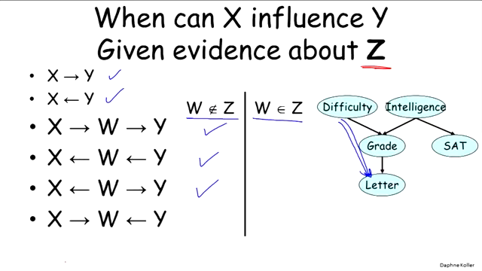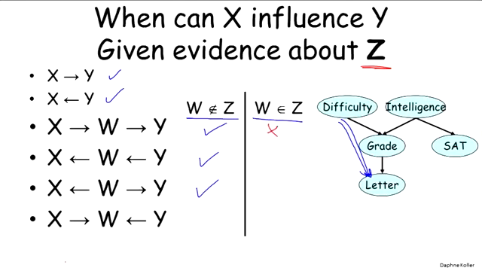Now I'm telling you that the class is really hard. Does that change the probability distribution in the letter? No, because we already know that the student got an A. The letter only depends on the grade. And so in this case, influence can't flow through grade if grade is observed. So in this case, we have this situation.